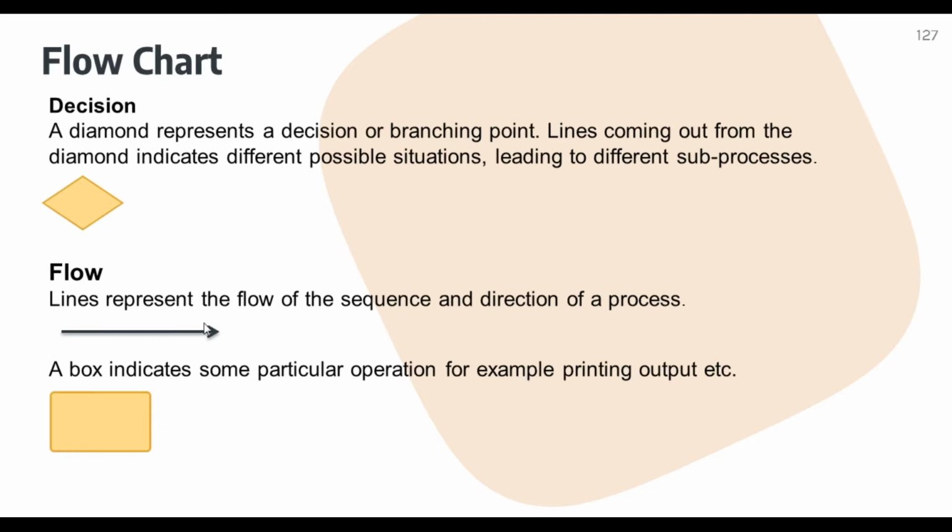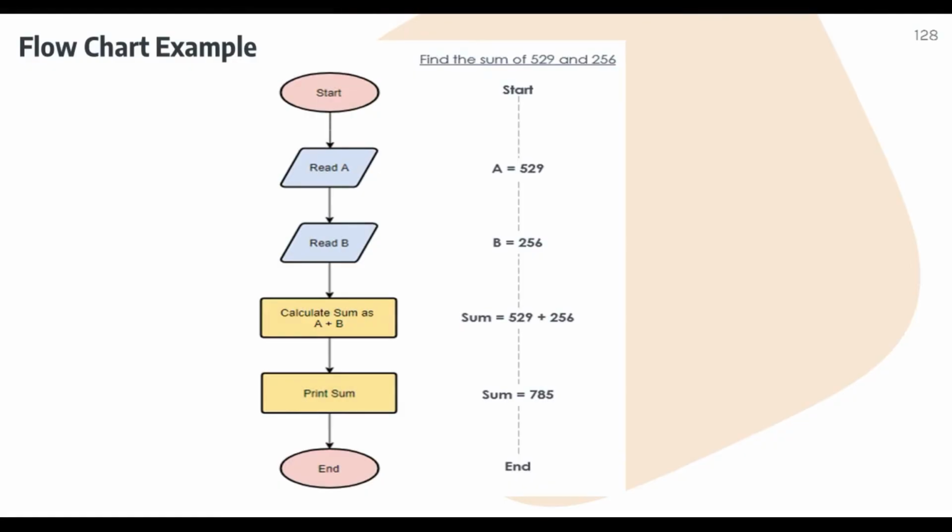And now the flow. You can see this line with this arrow shows the flow of a program. If the condition is true, in which direction the program flows, and in which direction it does not. Then this particular box indicates a particular operation, for example, printing output, some calculation, etc. Now we have to understand the flow chart with the help of the following example, student.